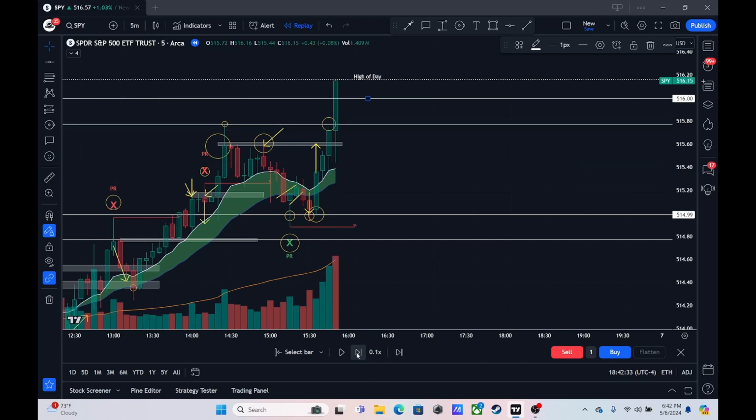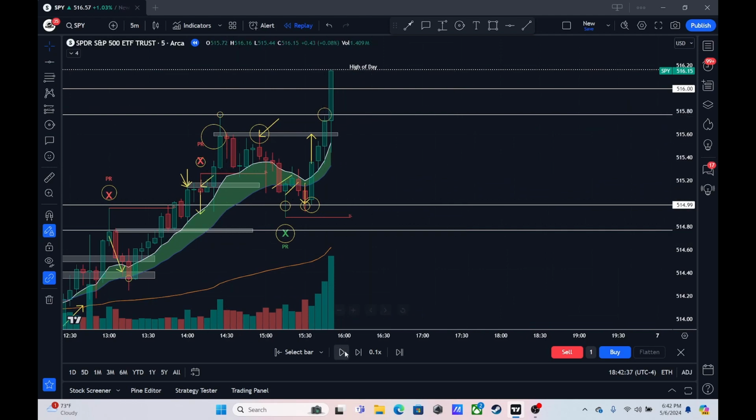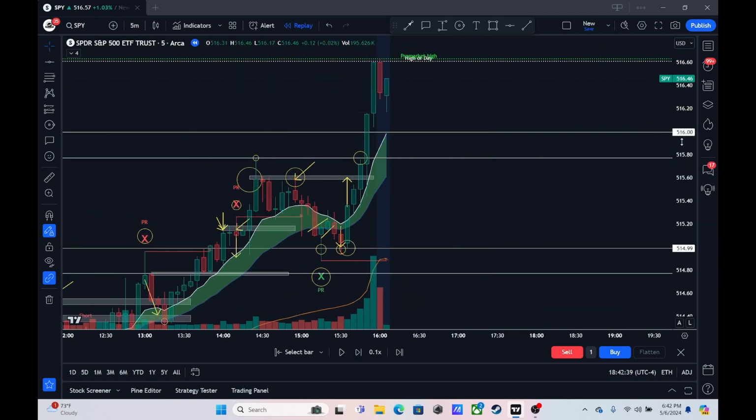And boom. There it is. So huge break to 516. Pretty extended here, but we actually just end up running into close. And so there you go.